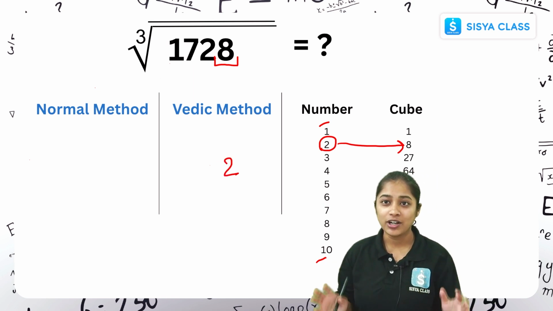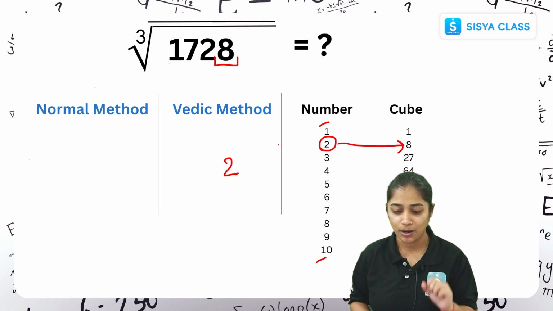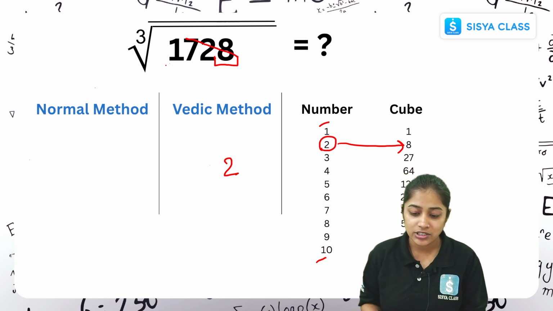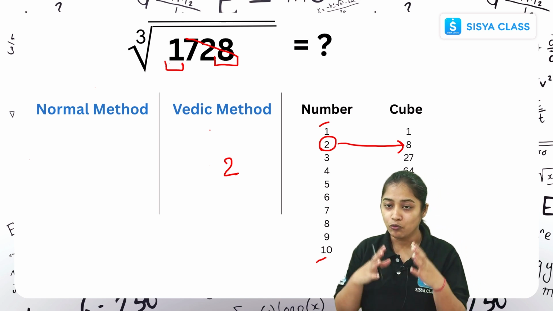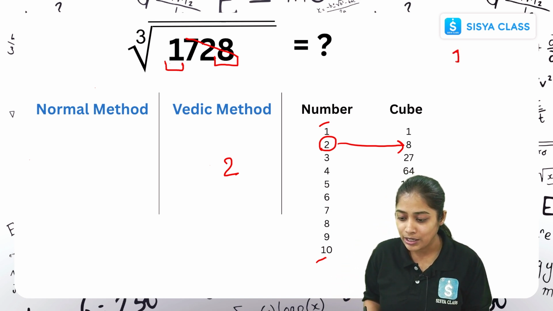After this, for the tens digit, what will I do? I will cancel the last 3 digits of my number. What are the last 3 digits here? 728. Now which number is left? 1 is left, correct? Now I will check that 1 lies between which cube numbers. Here 1 lies between 1 and 8.